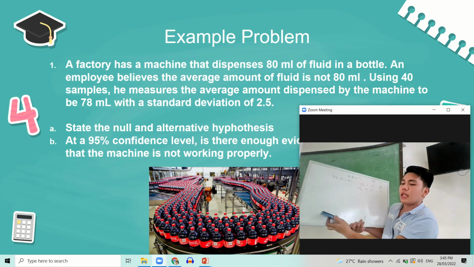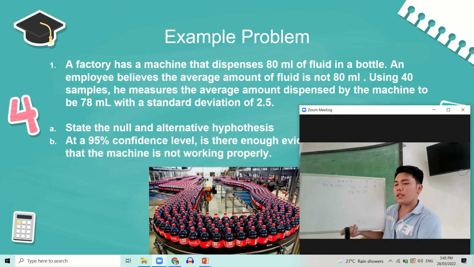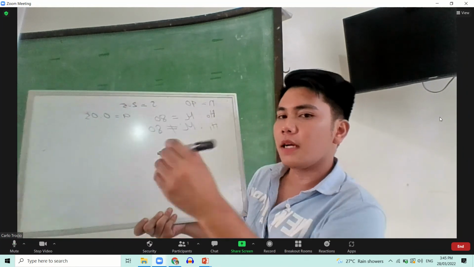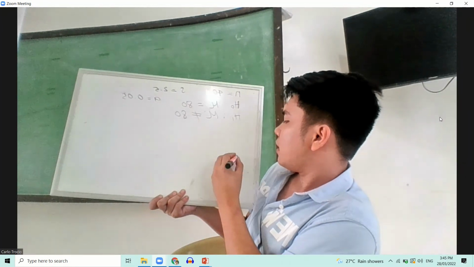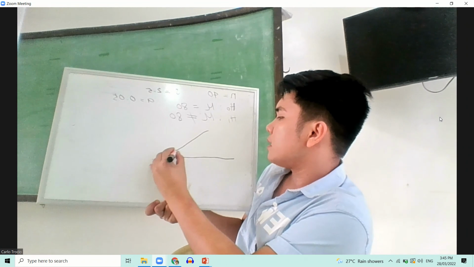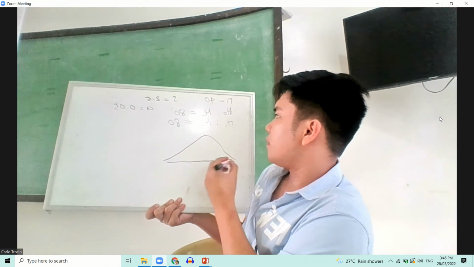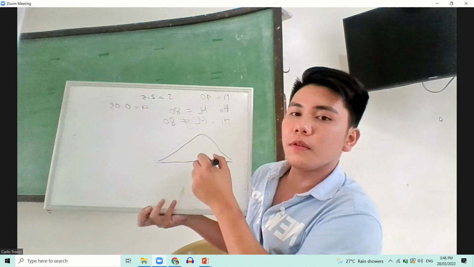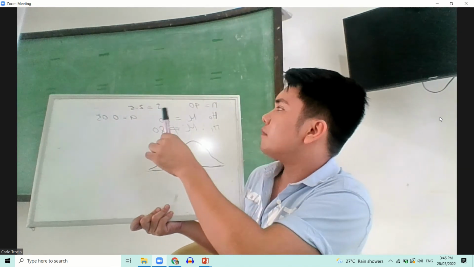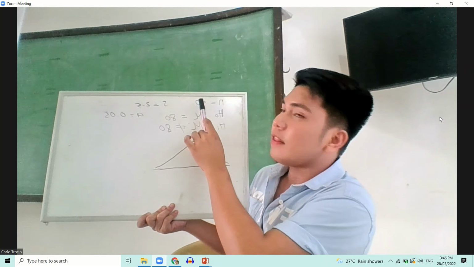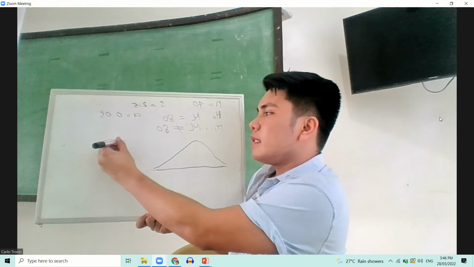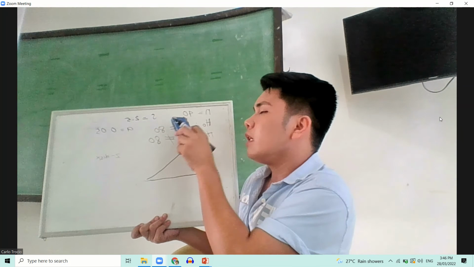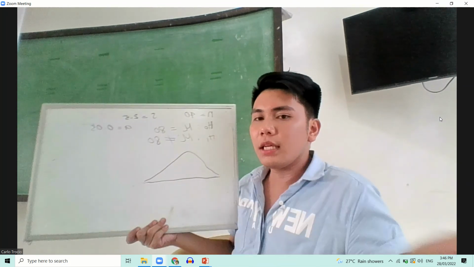Let us now proceed to the two-tailed test. Let us draw it using the given values. Let me make this bigger because you have already seen the given. Perfect. Okay, so this is, for example, your Z table, because based on the problem you have 40, greater than 30. Therefore, we're going to use the Z distribution. Again, if it is less than or equal to 30, then we're going to use the T distribution.